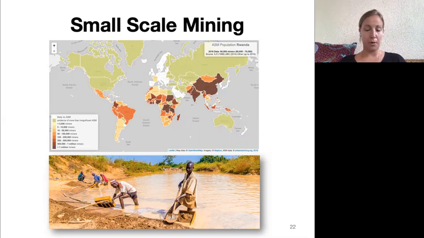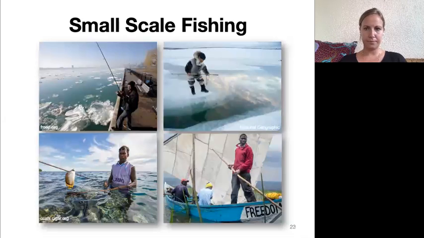Small-scale mining is an important socioeconomic sector for the rural poor in many low to middle income countries, as you can see in the map that shows the number of small scale miners globally, with a lot located in the lower hemisphere. And this is putting these populations that are reliant upon this industry at greater risk to mercury exposure.